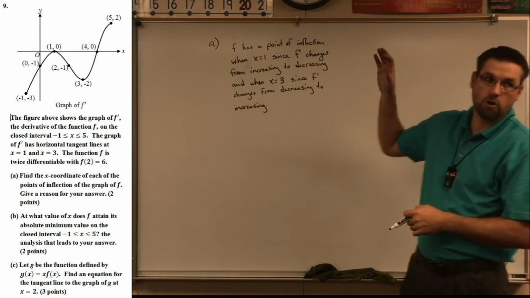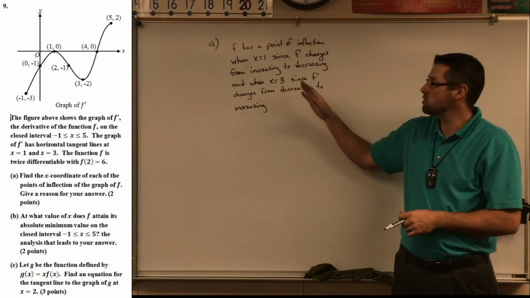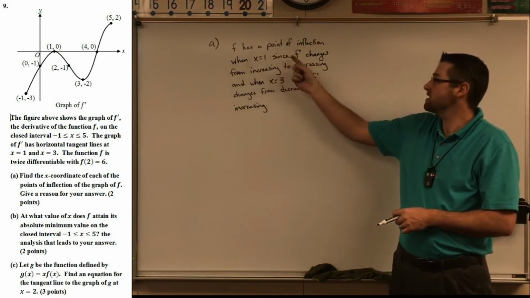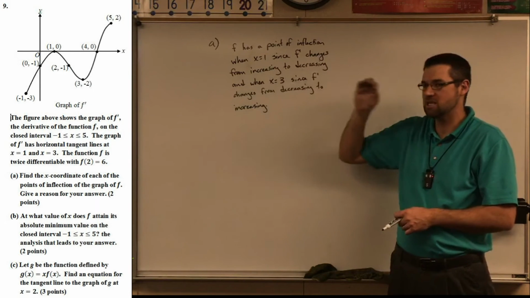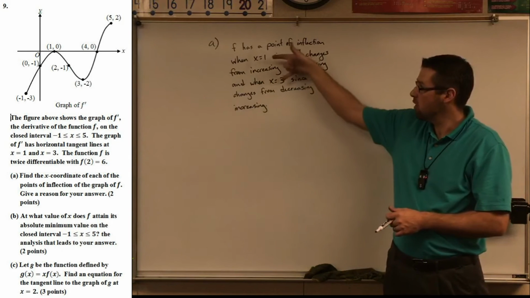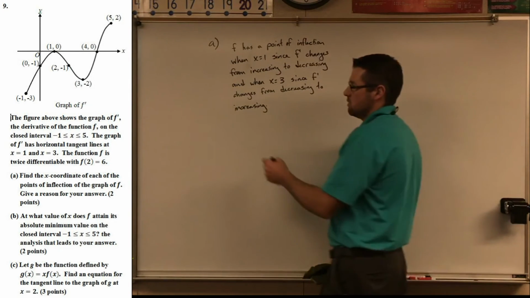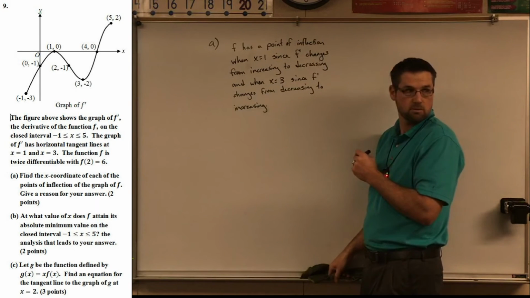You're going to get 1 for the correct answers and 1 for the correct justifications. If you just say when x equals 1 and say f prime changes from increasing to decreasing, that's 0 points, even though you did half of it. Because you get 1 point for both answers, 1 point for both justifications. Any questions on that one?